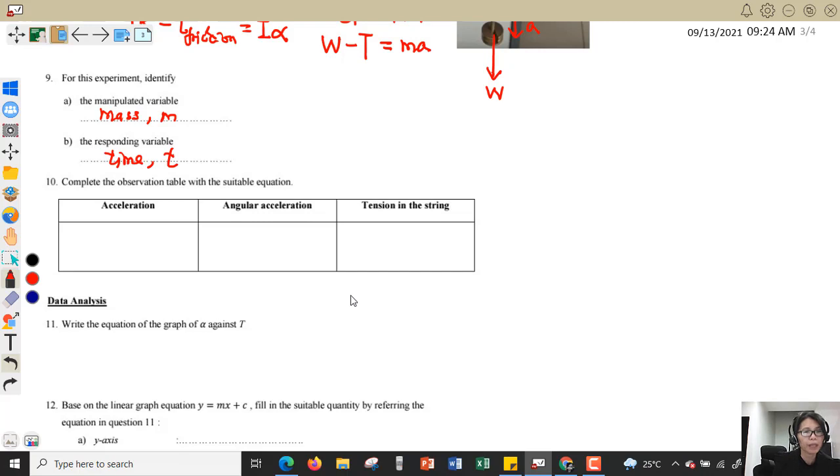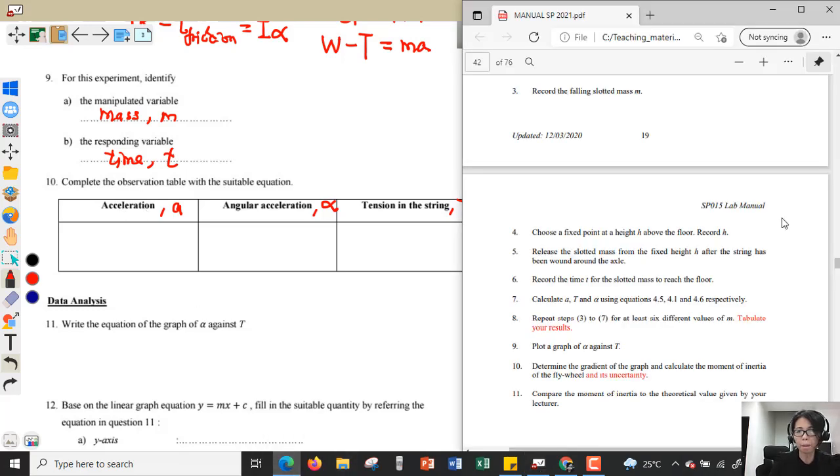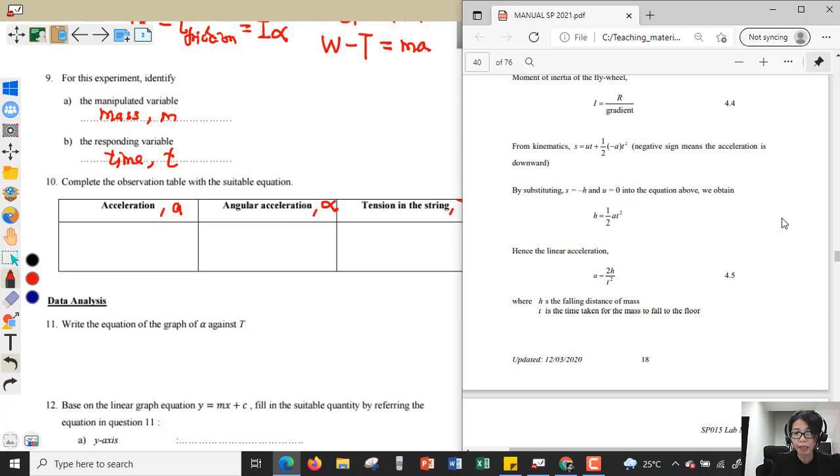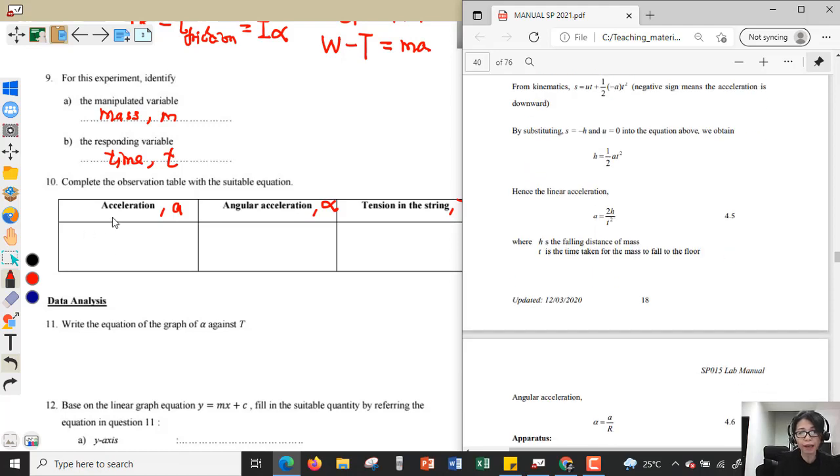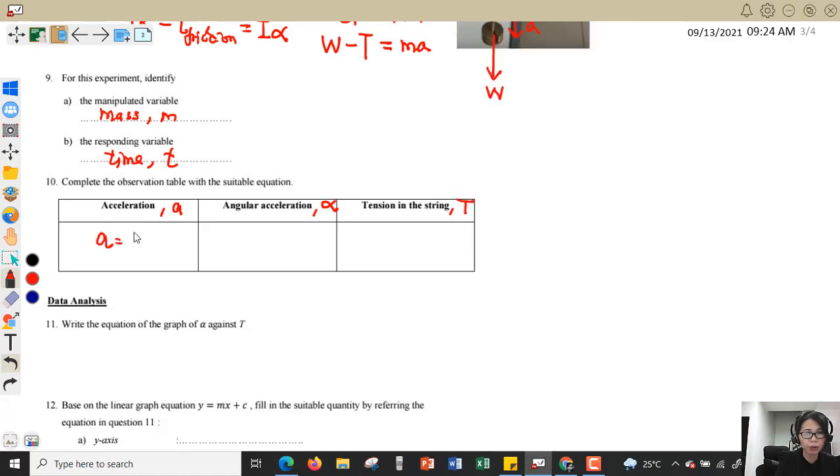Question 10. We need to complete the observation table with suitable equations. In order to plot graph alpha against t, we need to calculate the acceleration a, the angular acceleration alpha, and also the tension that exists in the string. If you refer to the lab manual, in the theory, the equation we use to calculate the acceleration will be equation 4.5. a is 2h over t squared.